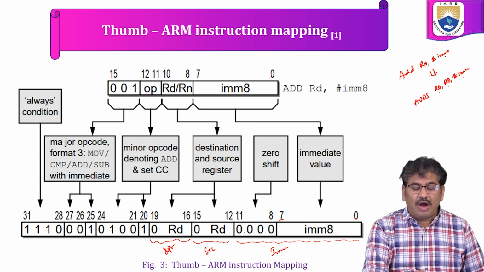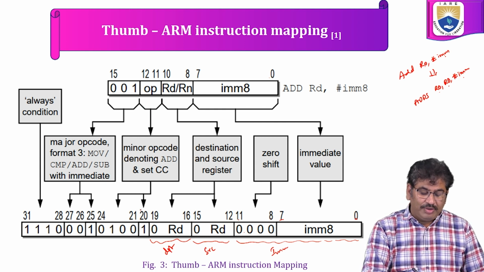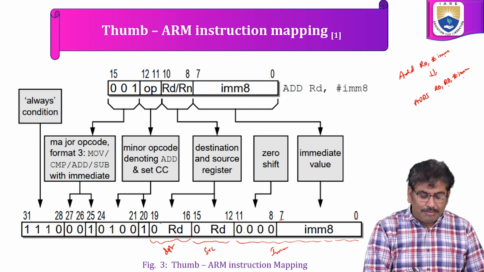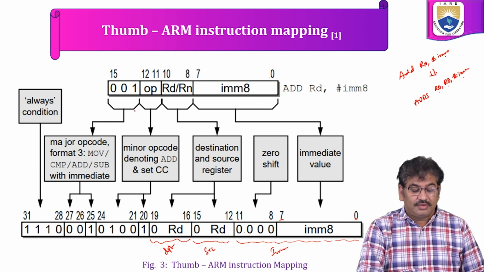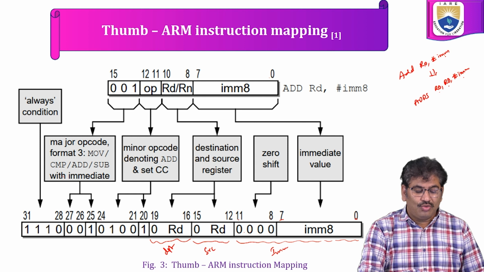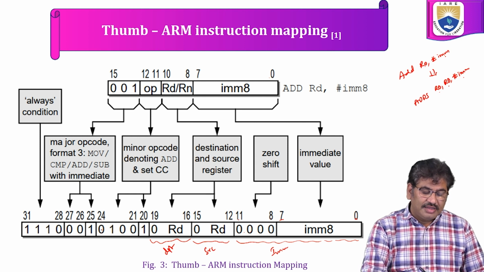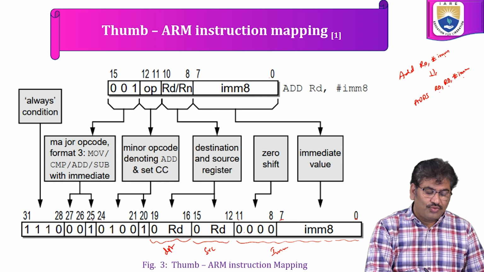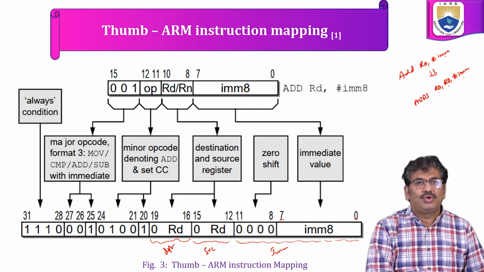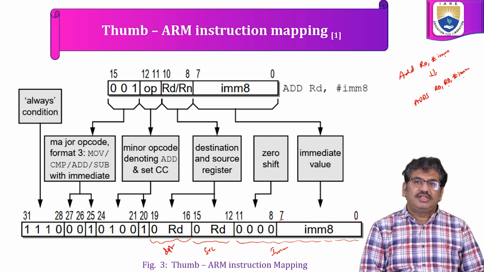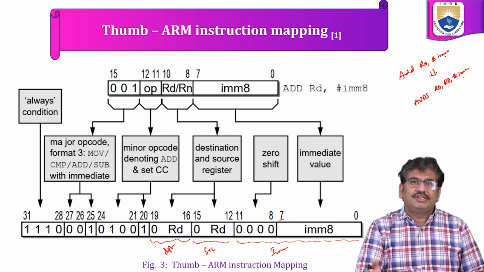The next one is the opcode. The corresponding opcode will be placed into bit 20 to bit 24. The last 3 bits, which is like move, compare, add, subtract with immediate, will be converted into their equivalent code from bit 25 to 27. Whereas this always condition will be placed from bit 28 to bit 31. So this is how the mapping of the Thumb instruction set, which is of 16-bit size, will be converted into ARM format, which is of 32-bit size.